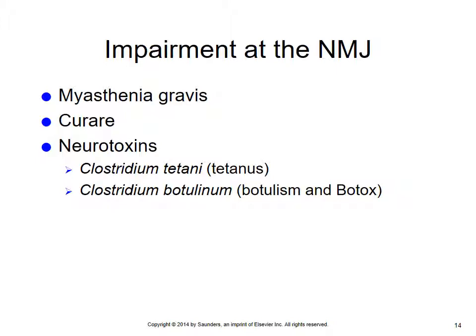The neuromuscular junction is not only a site for physiological activity, it's also a site for pharmaceutical activity and disease. You may want to refer to figure 9.4 in your text to see what happens if the neuromuscular junction is impaired.